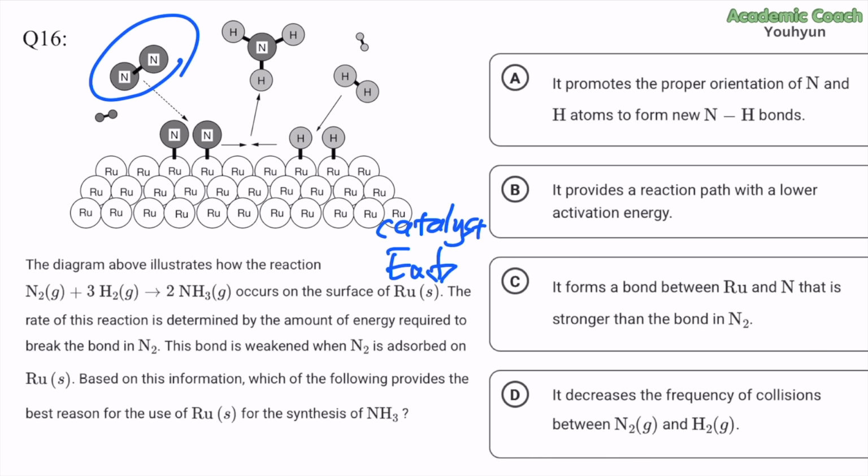A. It promotes the proper orientation of nitrogen and hydrogen atoms to form new nitrogen hydrogen bonds. B. It provides a reaction path with a lower activation energy. C. It forms a bond between ruthenium and nitrogen that is stronger than the bond in nitrogen molecules. D. It decreases the frequency of collisions between nitrogen and hydrogen. So B is the only answer that relates the function of catalyst to providing an alternate pathway or lowering the activation energy. So B is the answer.